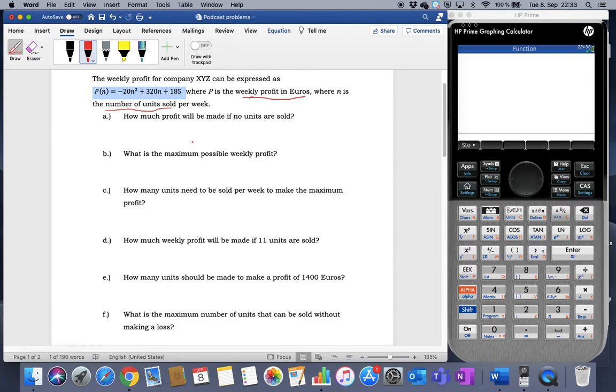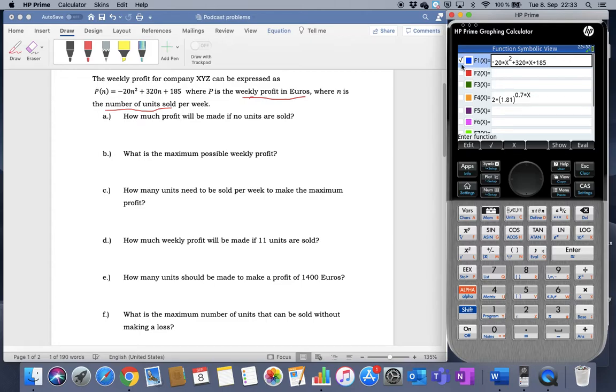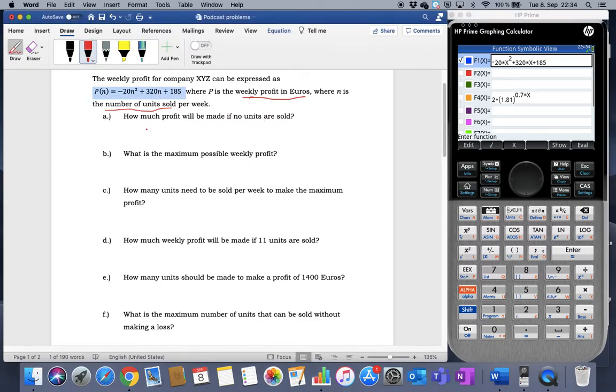So the first thing you should do on these problems is to put the function into your calculator. Okay, so we're going to go to Applications, Function, and I already have this function in my calculator in F1. So you should stop the video right now and put it in because I'm just going to keep going. So how much profit will be made if no units are sold? So if no units are sold, what really they're saying is that N is equal to 0.